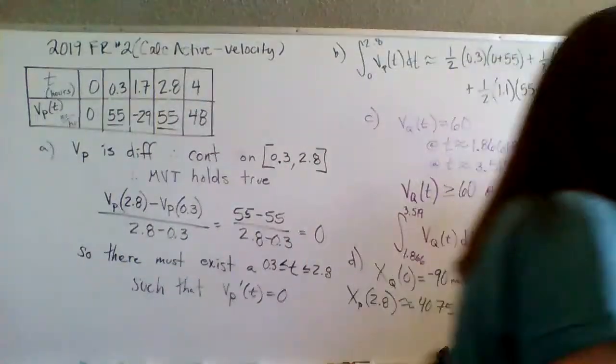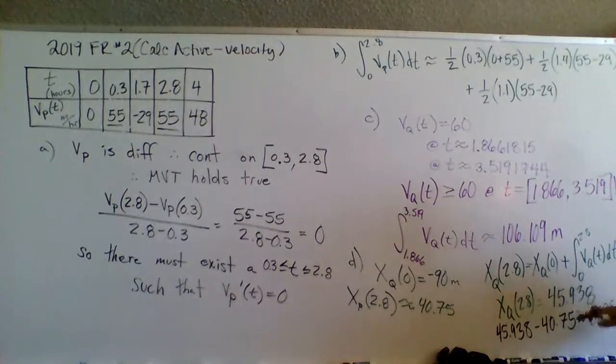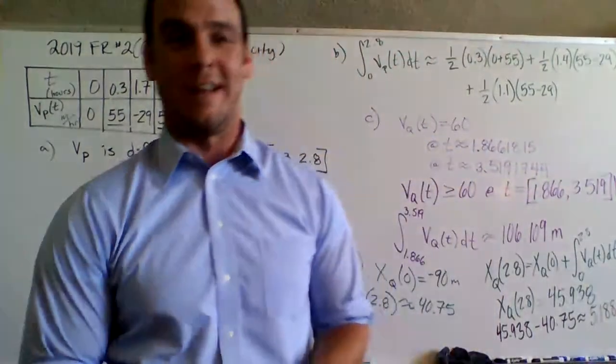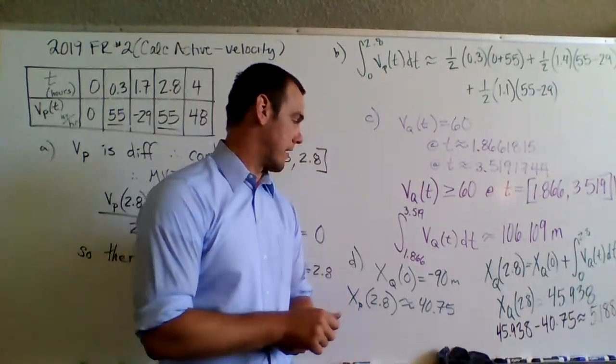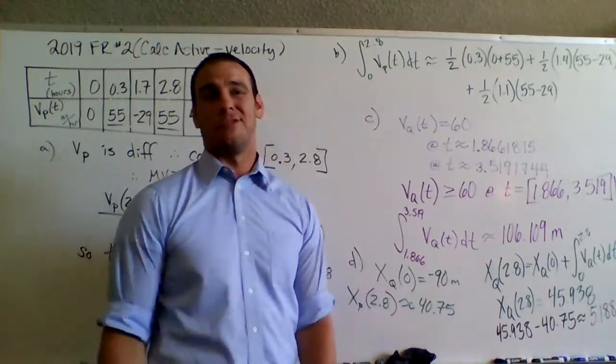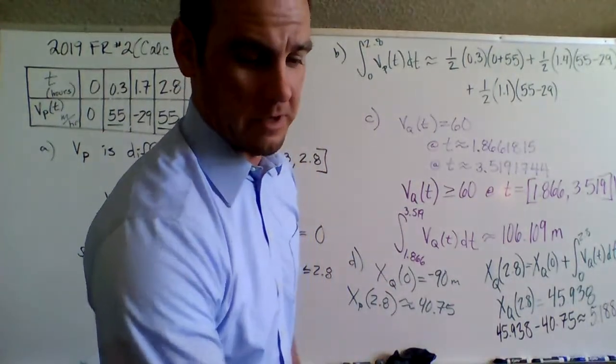Okay, so you just want to answer in words. The particles Q and P will be about 5.188 meters apart at t equals 2.8 hours. I kind of ran out of room there, but just write those words out. Just explain what you just found, and you should be good.